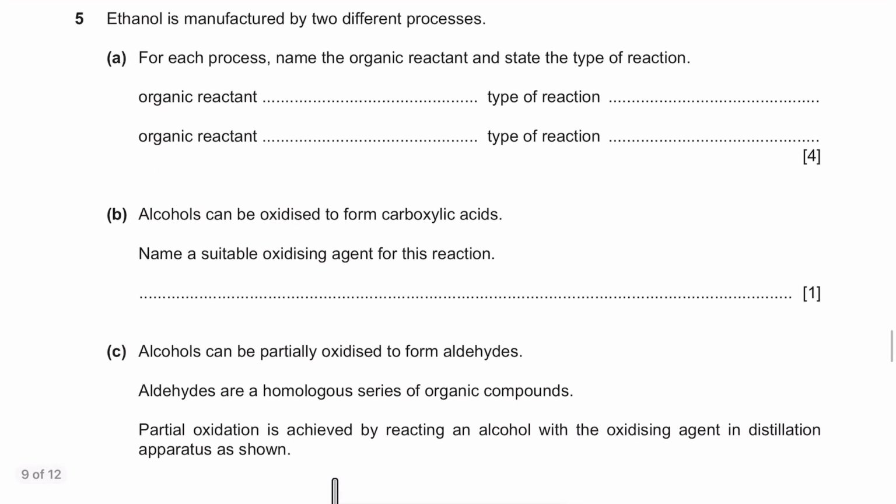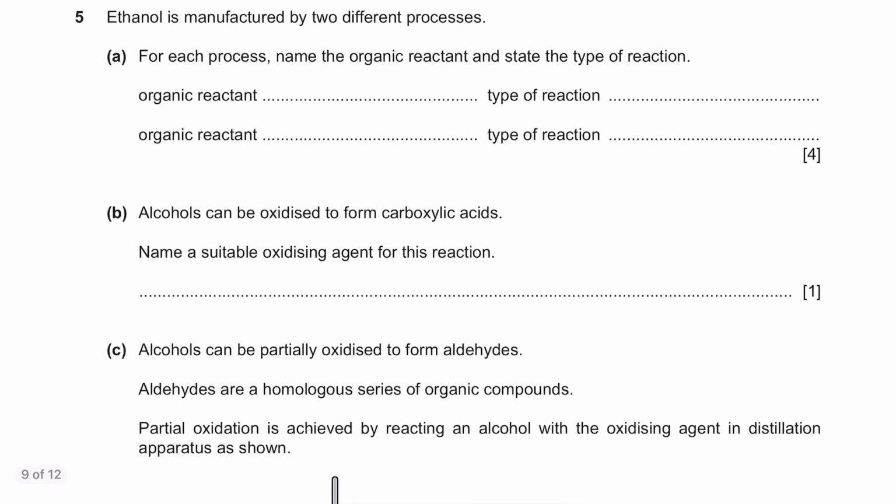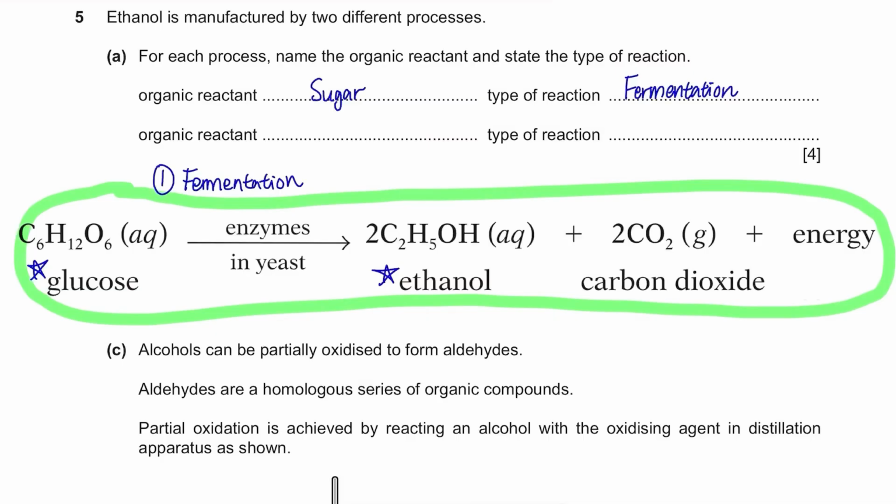Question 5. Ethanol is manufactured by two different processes. Part A. For each process, name the organic reactant and state the type of reaction. Two ways to make ethanol, and they are fermentation or hydration. For fermentation, you need sugar, and for hydration, you need ethene.